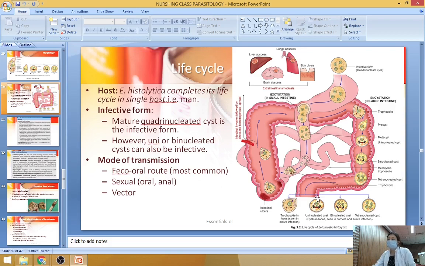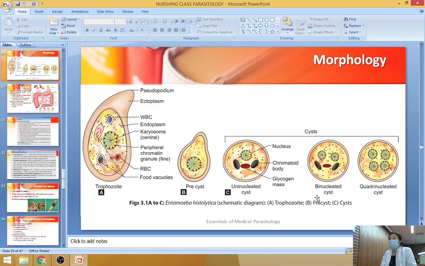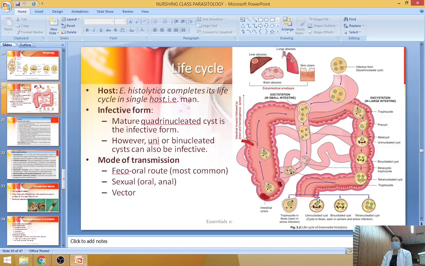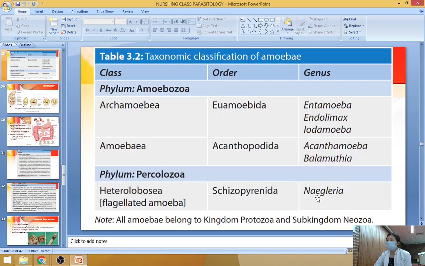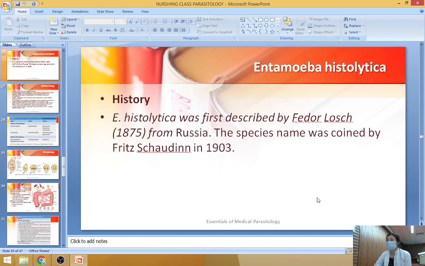This is very important from the diagrammatic point of view, the pseudopodium, ectoplasm and all. They might ask you to give a schematic diagram of the life cycle of Entamoeba histolytica. You can just draw it like this, and it can be understood. This is the diagrammatic representation. Phylum and taxonomy classification is not that important. Then amoebiasis. Just know the history of Entamoeba histolytica, who described it and when it was discovered.